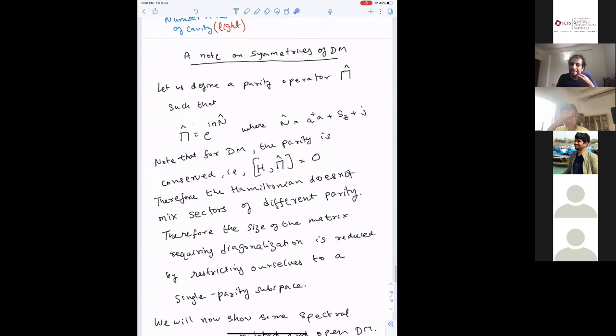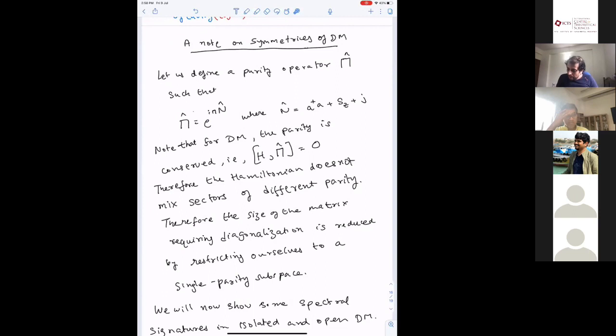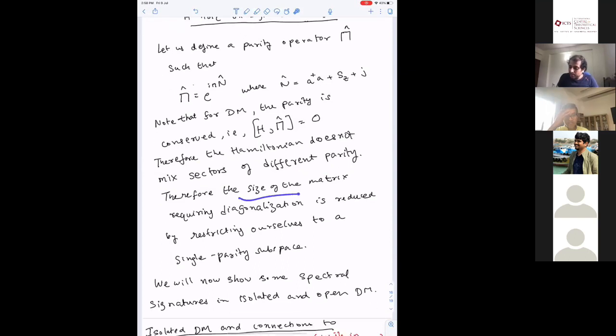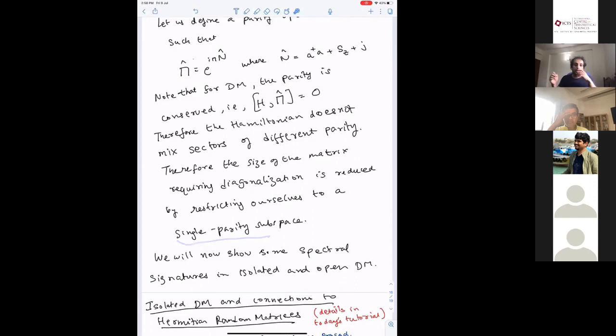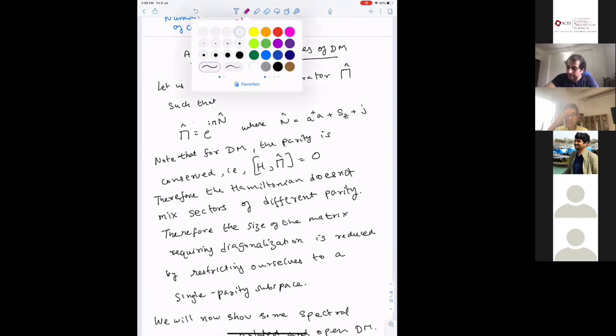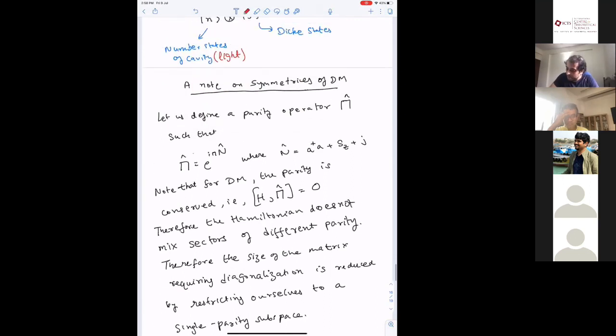This is basically because there is Z2 symmetry in the problem, and therefore the Hamiltonian does not mix sectors of different parity. So basically the size of the matrix requiring diagonalization is slightly reduced, but that's just a side comment. Basically we have to work in a single parity subspace. So we can work in an even subspace, a space in which the total n is even. Every time I start with some 8, then 8 may become 10, 12, but it'll always remain even.